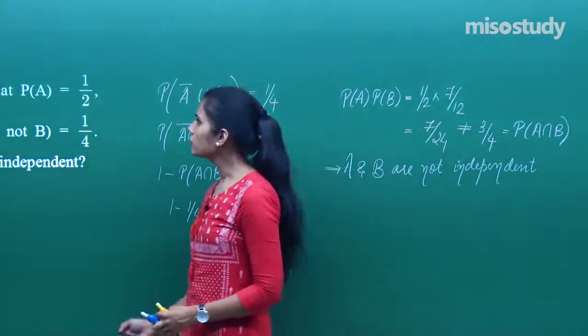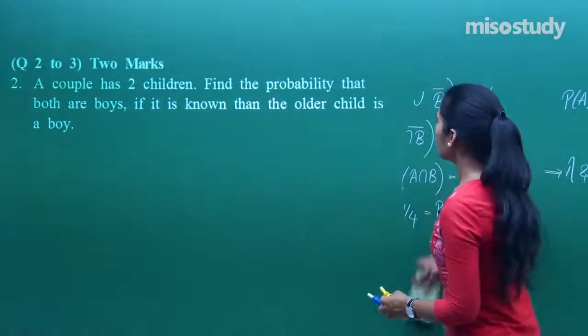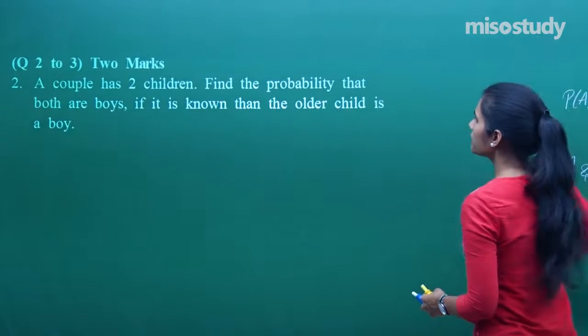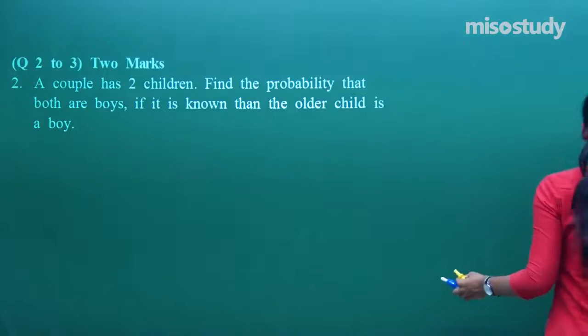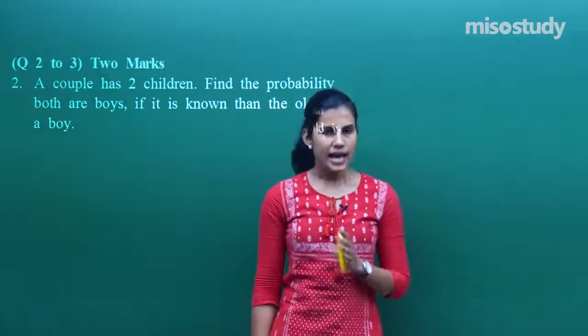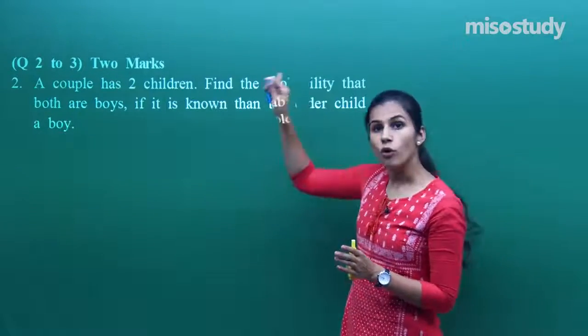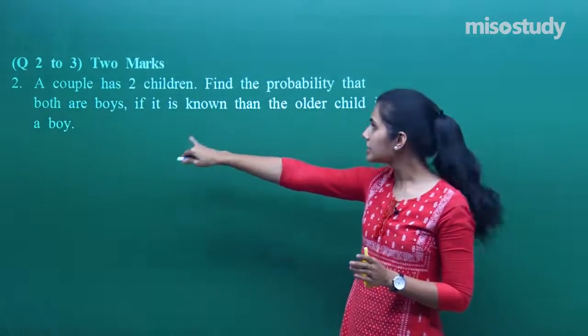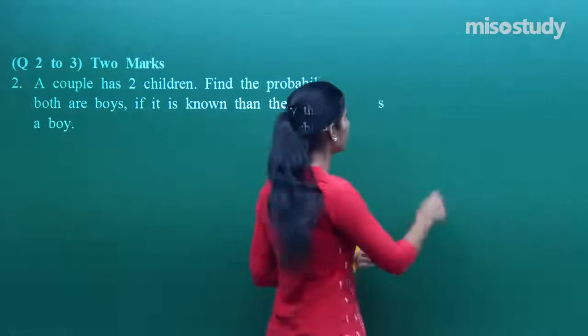Moving to the next question, we have for 2 marks that a couple has 2 children. Find the probability that both are boys if it is known that the older child is a boy. So if a couple has 2 children and we want to find the probability that both the children are boys, given that the older child is a boy, how do you start your question?